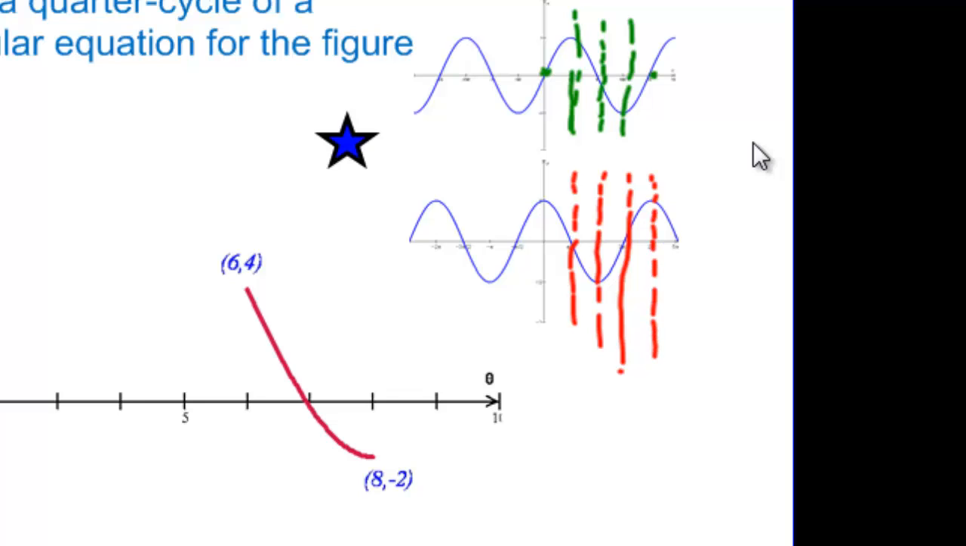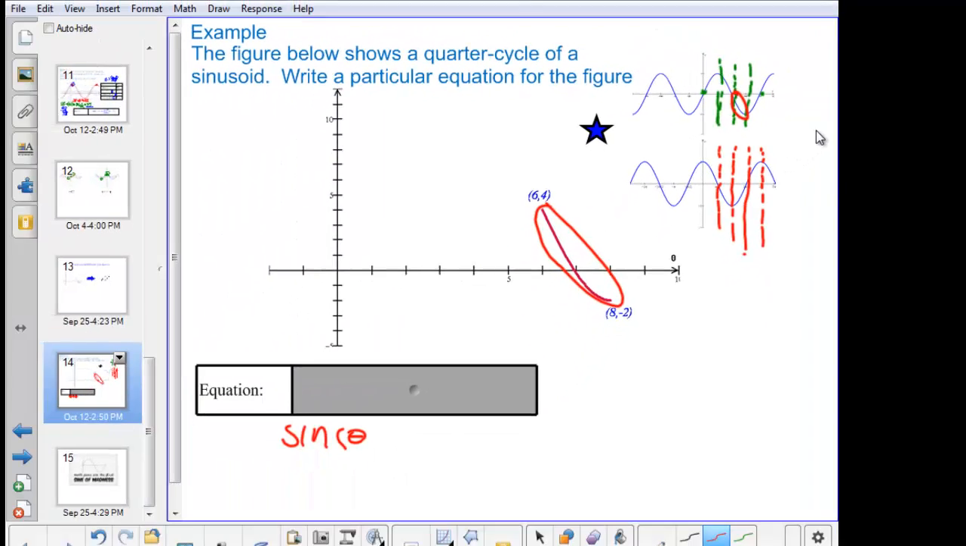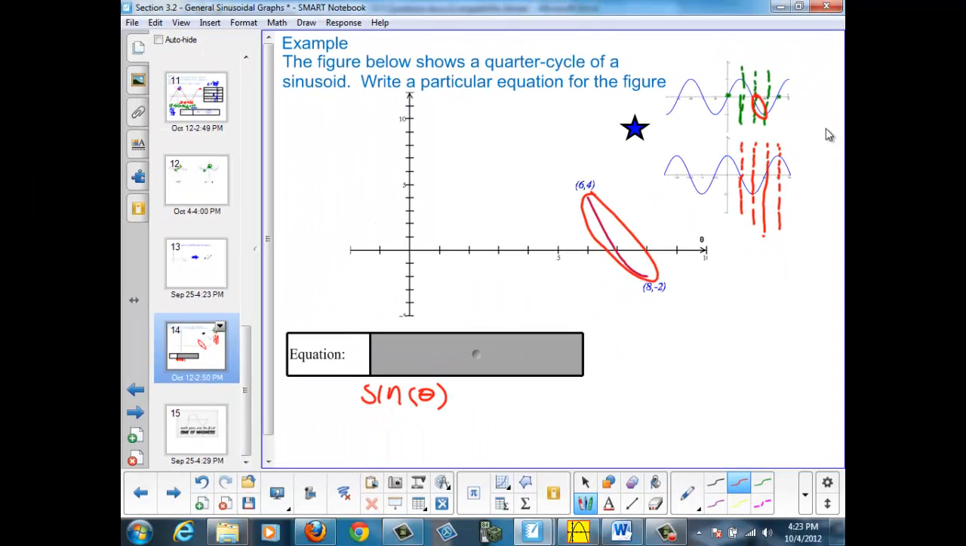Here we can now try and figure out which piece this curve that we're given matches up with. And my first inclination is to see that this piece looks a lot like this piece on my sine function. So I'm going to use the sine function as my model. I've made my choice to work with sine of theta.